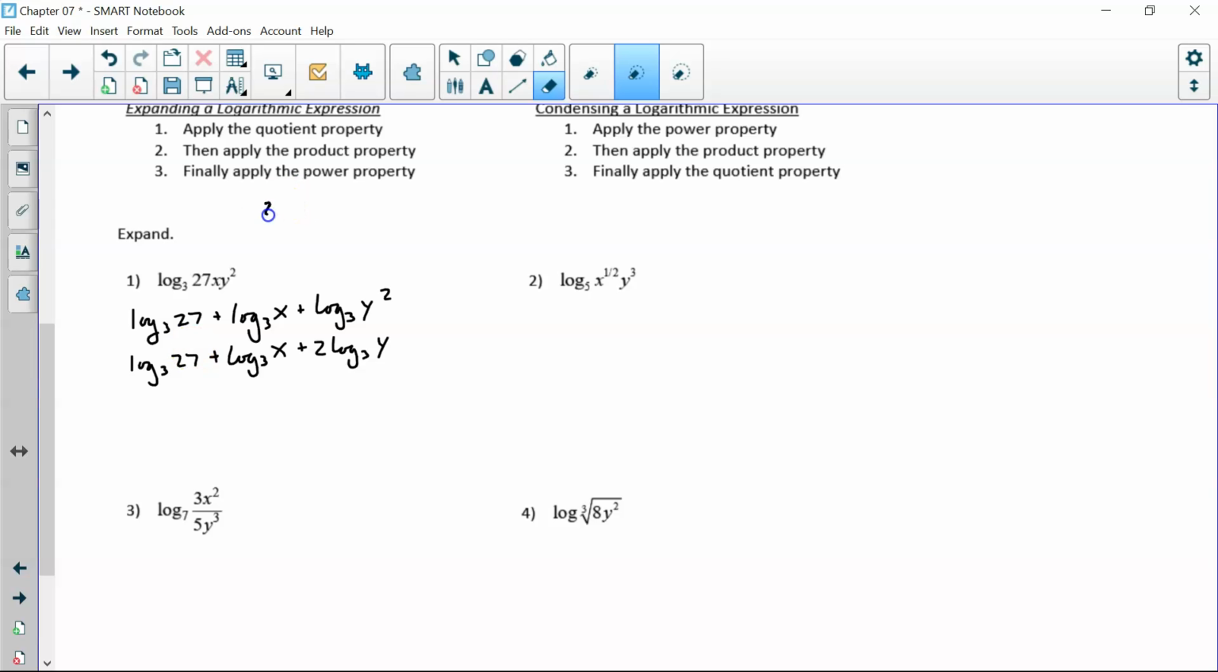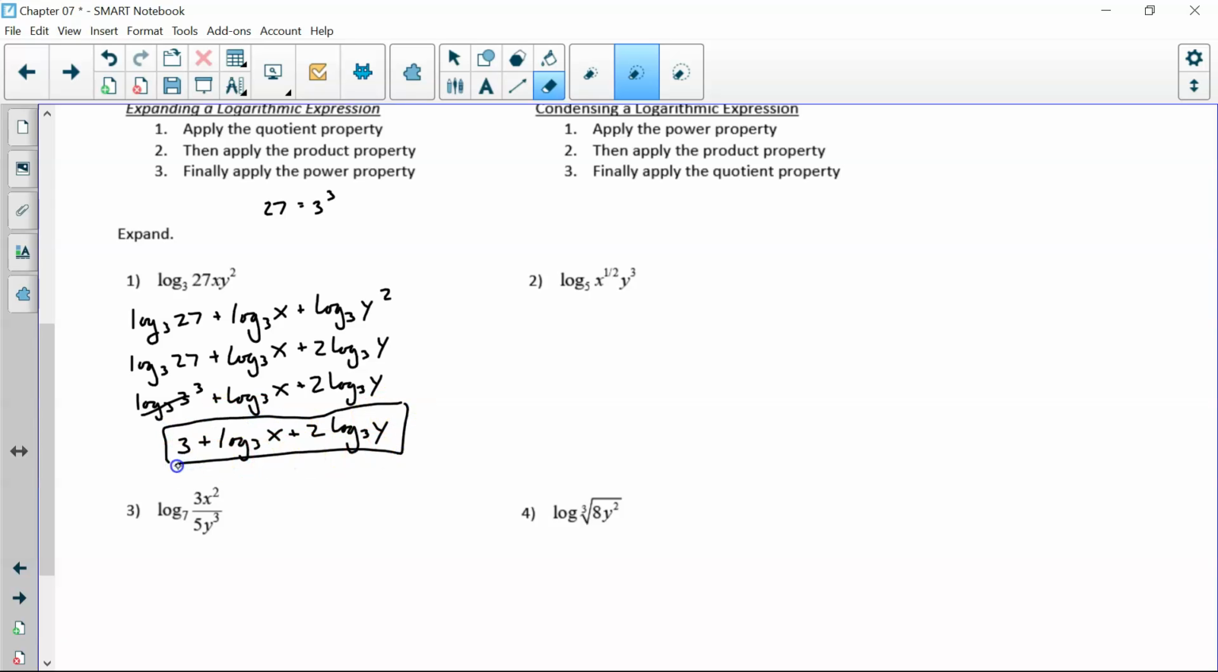Now looking at this, I see something. 27. 27 is the same as 3 to the third power. So what we have here is actually log base 3 of 3 to the third plus the log base 3 of x plus 2 times the log base 3 of y. Now we can't always do this, but if you notice, log base 3 of 3 to the third, they cancel each other out. The log base 3 of 27, that's just 3. 3 plus the log base 3 of x plus 2 times the log base 3 of y. So when you have a constant, look to see, can you rewrite that constant?